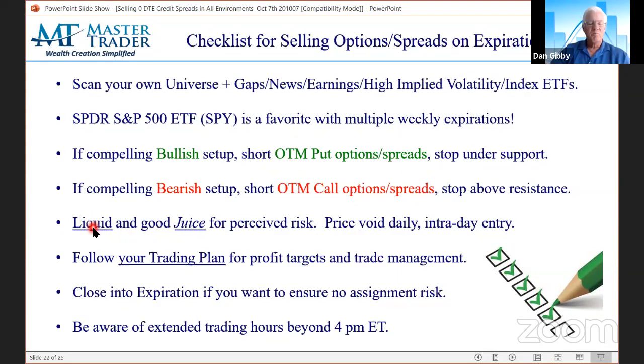This is key. Make sure the options are liquid, folks. Liquid, liquid, liquid. And I call it juice, which is the premium. And I teach all that in my course, what liquid is, what juice is, and all of this. But you've got to make sure that the premium that's going to hit your account is worth the perceived risk that you're putting on. And obviously every example in this presentation today is. Follow your trading plan, close into expiration if you want zero assignment risk.